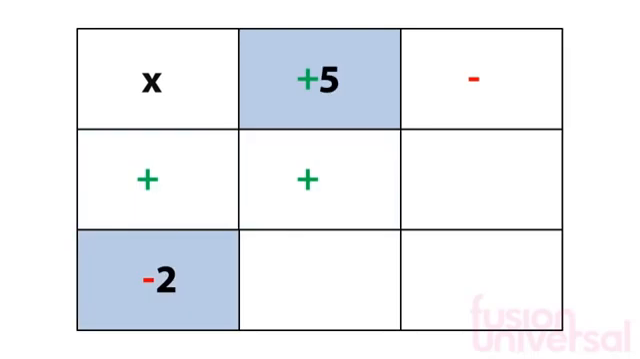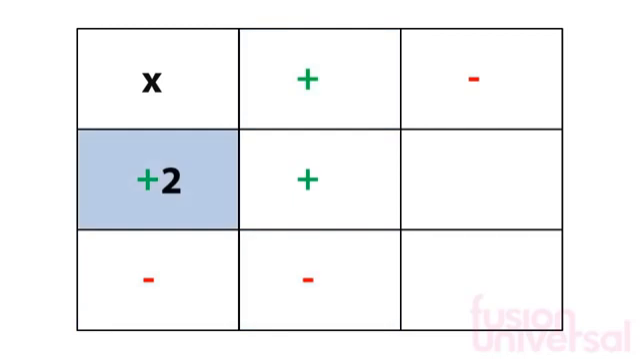Next, a negative number multiplied by a positive number. Negative 2 multiplied by positive 5. This works out to negative 10. A negative multiplied by a positive gives a negative product.